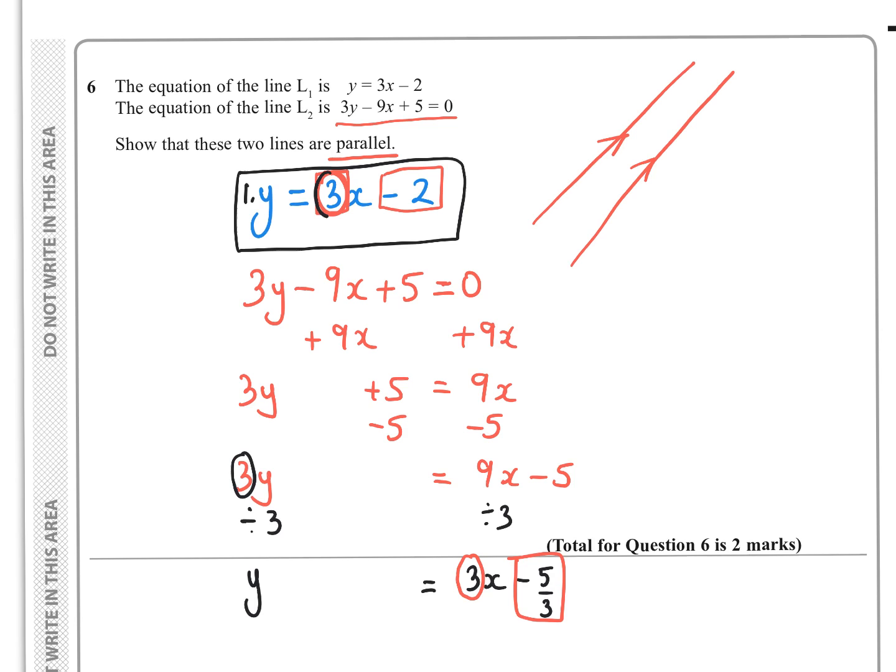Now, for those that are at a really high level, you may have noticed I've said something which is not quite right. If this gradient was exactly the same, if this intercept was exactly the same as this intercept, then they would be the same straight line. And that wouldn't necessarily mean they were parallel. But it's not quite as convoluted as that. So we've shown that the gradients are the same, and that's all we needed to do.